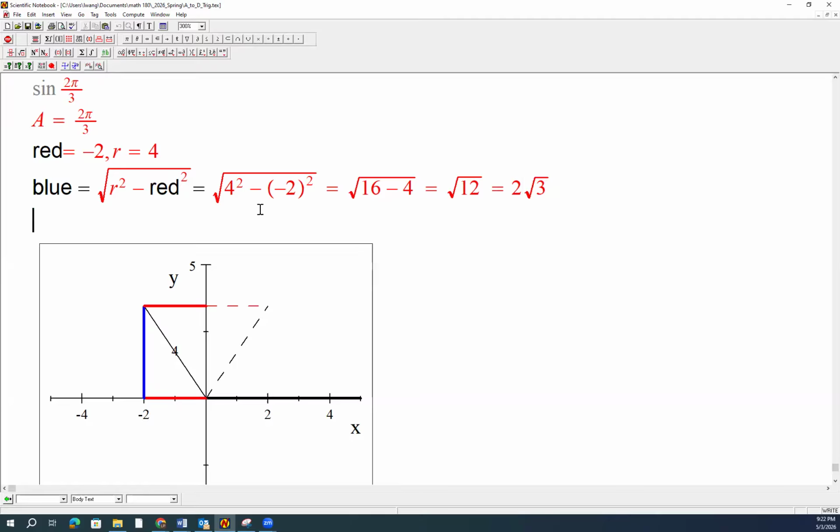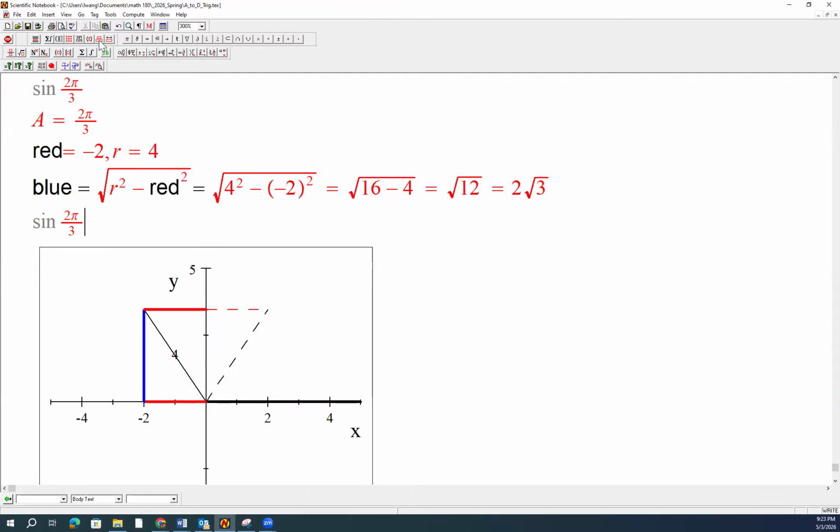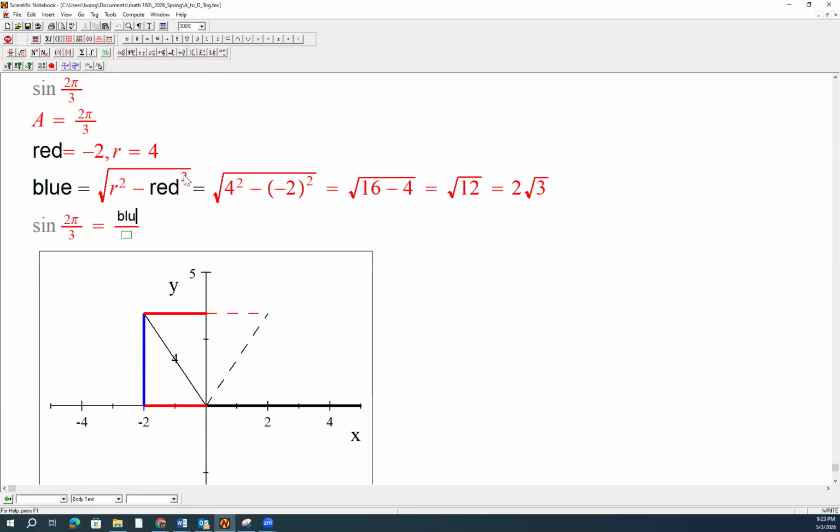So by this time, we can find the value for sine 2 pi over 3, which is blue over r. Blue equals 2 times root 3, right? R is 4. So in the end, we are getting root 3 over 2, because the 2 cancels with the 2 in 4. So we got sine 2 pi over 3.